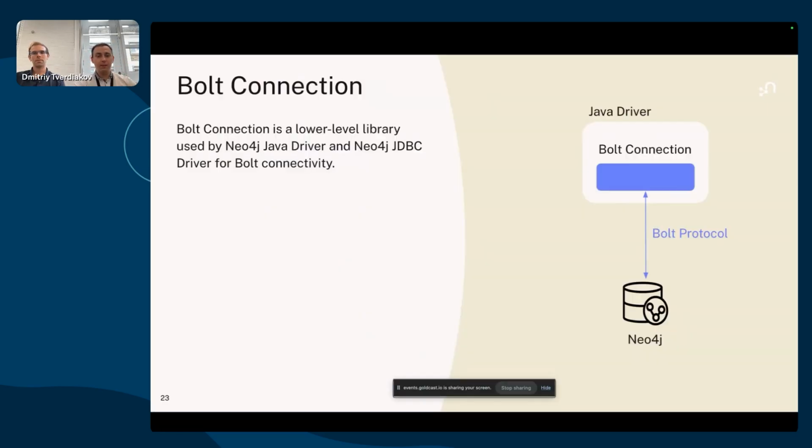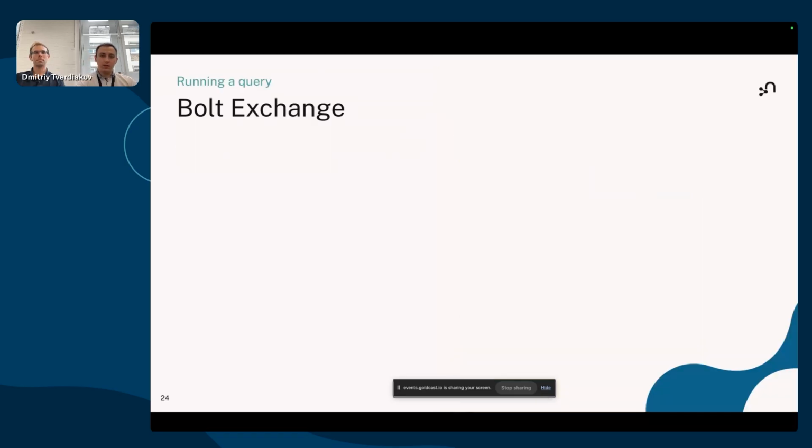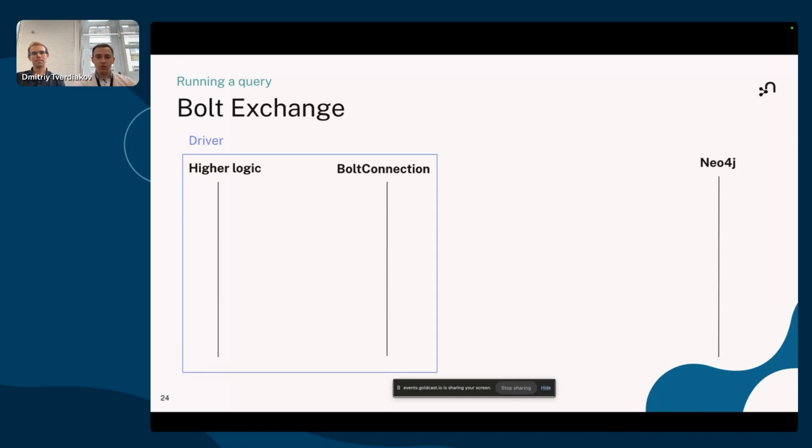You get the idea. Going slightly more into details, the drivers actually use something called the Bolt connection library to carry out the lowest level communication on the network. So the Bolt connection library basically takes care of connecting to Neo4j and exchanging messages with it. To give you an example of how it actually works in practice, on the left you have the driver, which is split into higher level logic and Bolt connection, and on the right you have the actual Neo4j server.